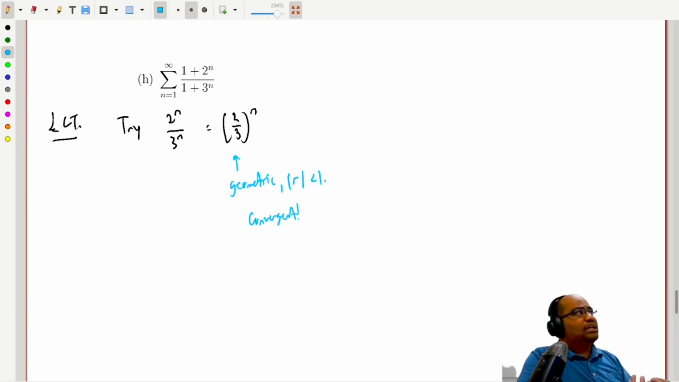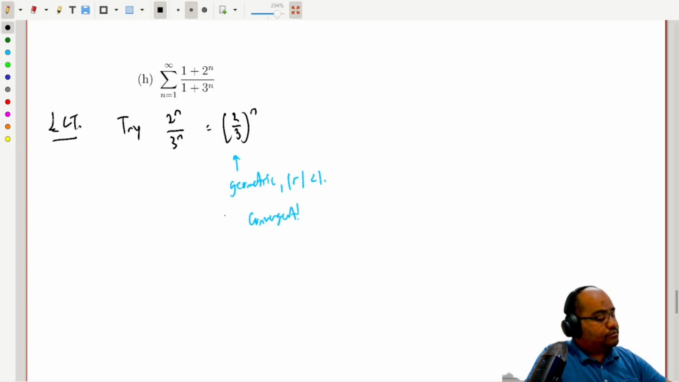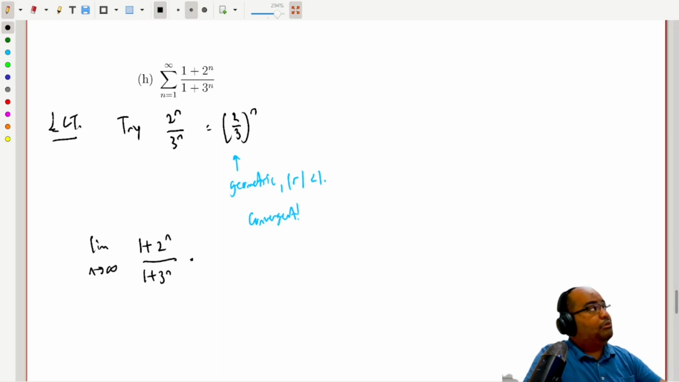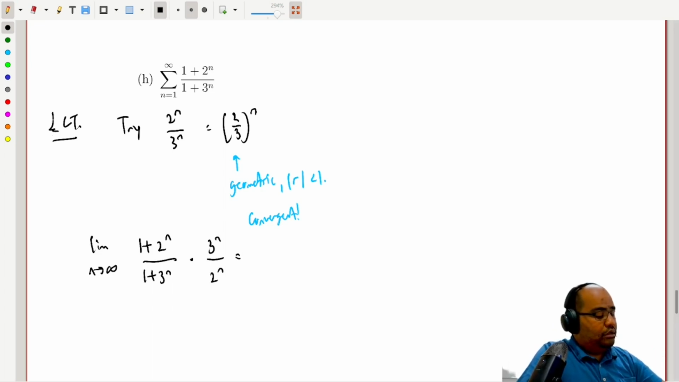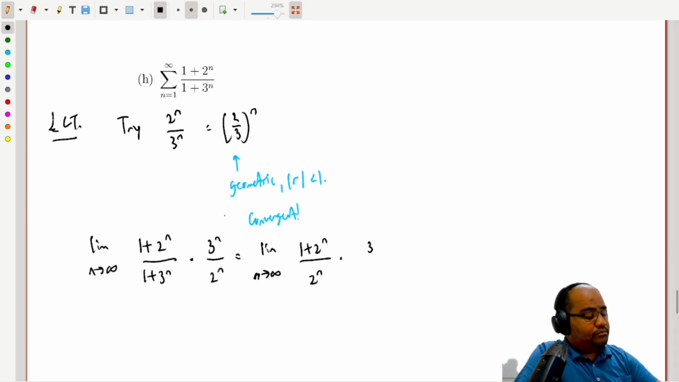And once again, we're just going to go ahead and do the same game here. So we're going to look at this limit: as n goes to infinity of 1 plus 2 to the n over 1 plus 3 to the n times, now we multiply by the reciprocal, 3 to the n over 2 to the n. You can do some shuffling around with the commutativity of multiplication, so we can write this as the limit as n goes to infinity of 1 plus 2 to the n over 2 to the n times 3 to the n over 1 plus 3 to the n.